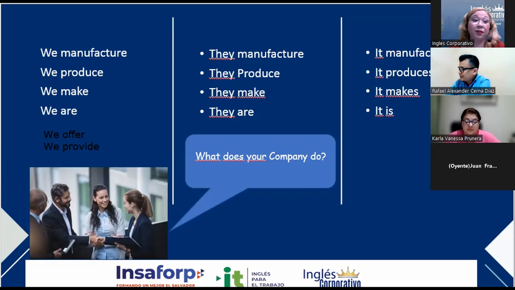Transactions, all kinds of transactions: deposits, withdrawals, paying checks, paying bills. We can also just give information, right? So yeah, it's a lot of activities that the bank teller does.